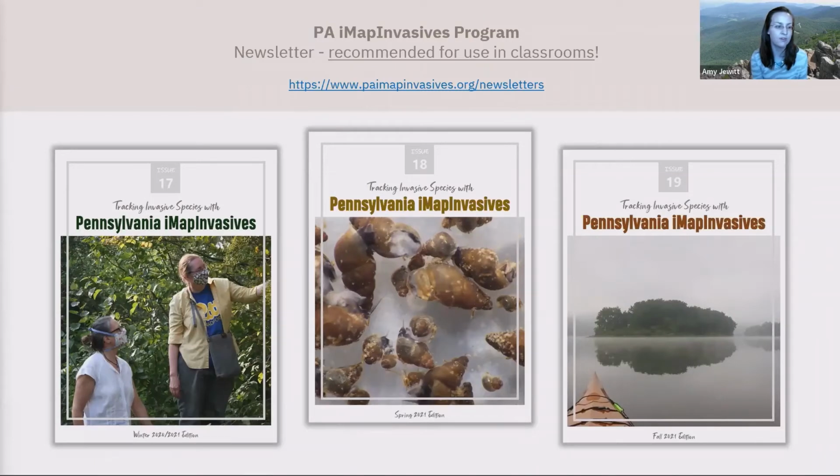My program, the iMapInvasives program in Pennsylvania, we put out a newsletter generally about 3 times a year, and we talk about a variety of stories where people are doing work related to invasive species mitigation, research, surveys, student involvement. And a lot of times these stories are not heard about or told about any other way. And so we really like to highlight them in our newsletter. All of our archived newsletters are available on the iMapInvasives.org website. So if you're interested in checking them out, they are available there.